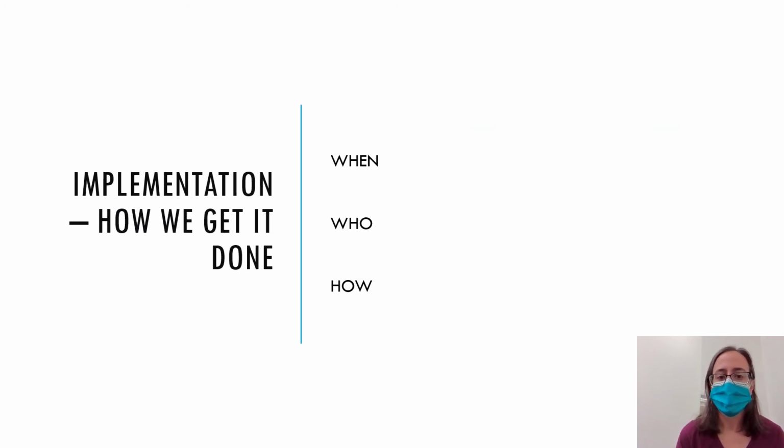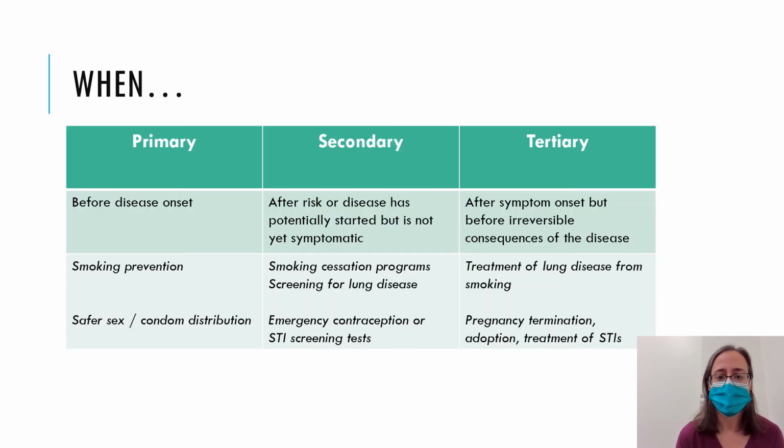So when we look at how we get it done, the 3 questions we're going to think about are when, who, and how. When we talk about when, we're not talking about today or tomorrow. We're talking about when in the course of the disease or the condition. So when we talk about a primary intervention, that's a preventative thing. So we're going to try to intervene before the disease begins. So an example would be smoking prevention programs, right? Teaching kids to not start smoking, or safer sex education programs and condom distributions in schools, right? So prevent people from having unprotected sex in the first place.